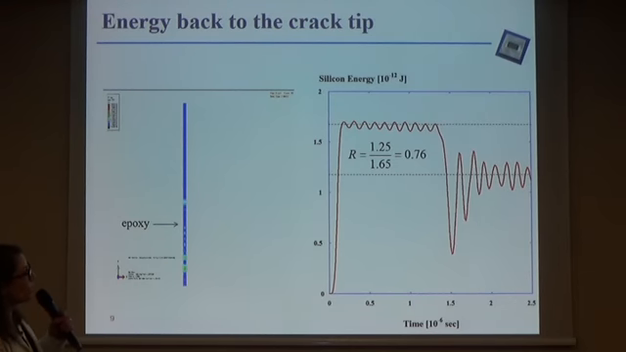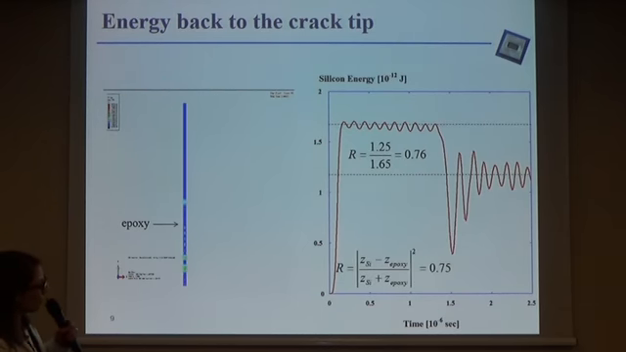According to this curve, 76% is reflected back to the silicon, and this is in great agreement with the analytically calculated value using the acoustic impedance of the silicon and epoxy. And it is worth noting that this equation does not take into account the thickness of the epoxy and does not consider the aluminum molding frame.